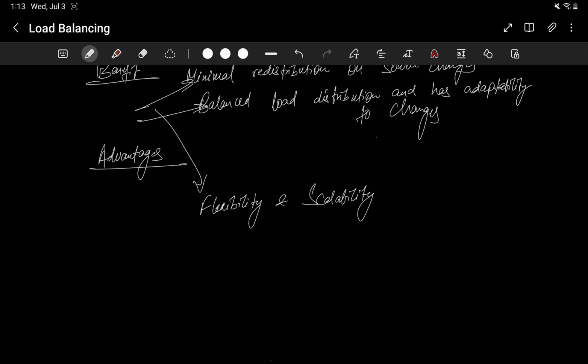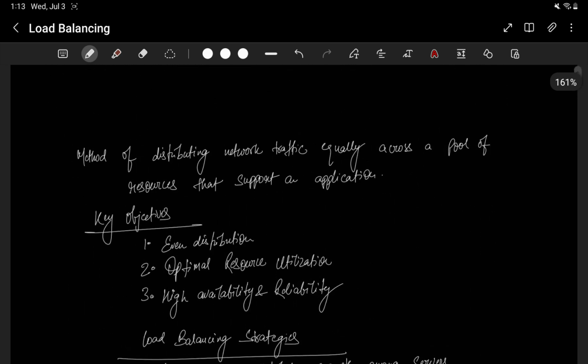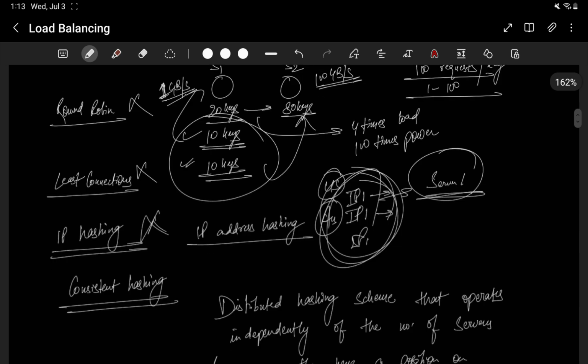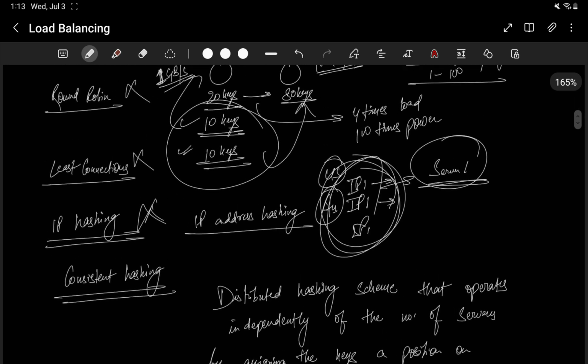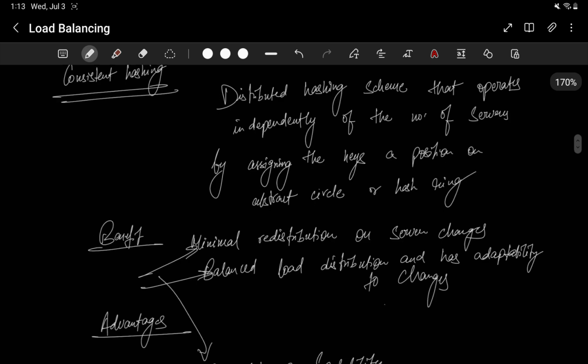Okay, so I hope this clears the concept of load balancing. This video focused mainly on load balancing, how different approaches do the load balancing and why others don't work. Please do not worry about consistent hashing because I'll make another video about it.